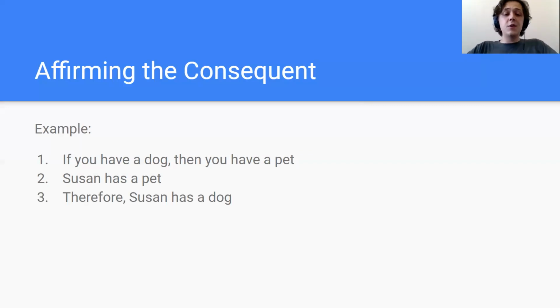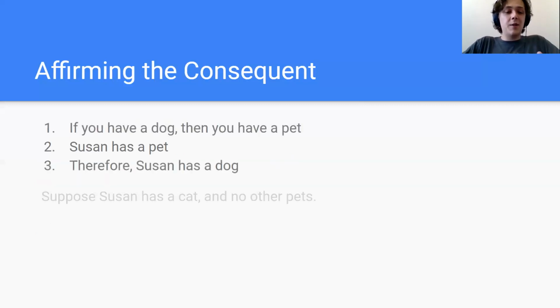Therefore, Susan has a dog. Right. Now that is affirming the consequent. And that is a fallacious argument. So we can ask, is it valid? Is it possible for the premises to be true and the conclusion to be false? No. No, it is not.